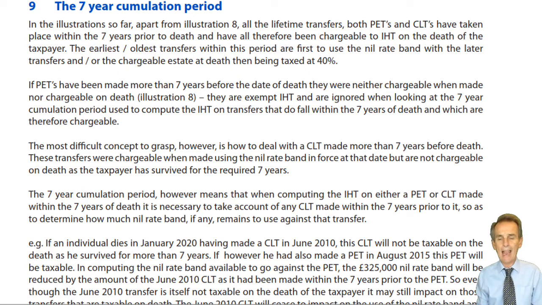We also know that we have a nil rate band to cover both those lifetime transfers and the chargeable estate at death, and that is £325,000. Though it is possible that that could be boosted to a maximum £650,000 by the transfer of an unused nil rate band from a spouse that sadly predeceased this particular individual. But over that, we're talking about a 40% tax charge. Now, that is a huge tax charge. It's potentially a huge amount of the overall value of an individual's estate that is now going to go to HMRC rather than their kids, their grandchildren, the next generation or generations.